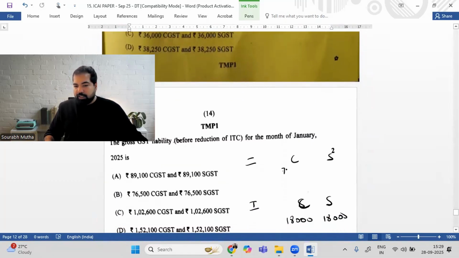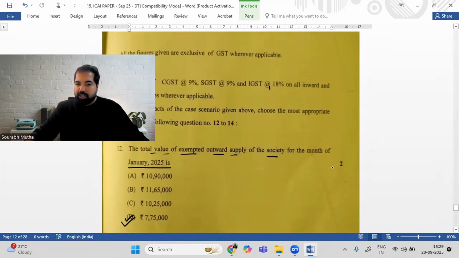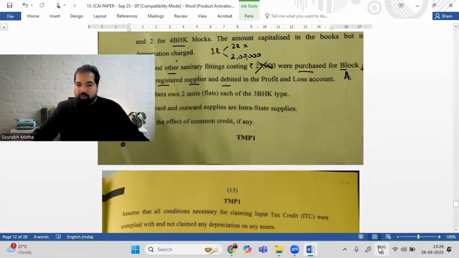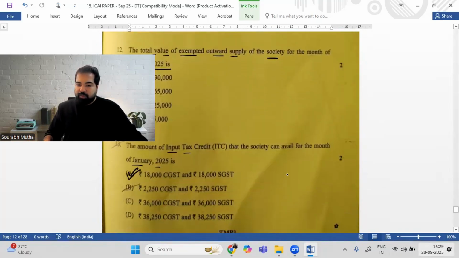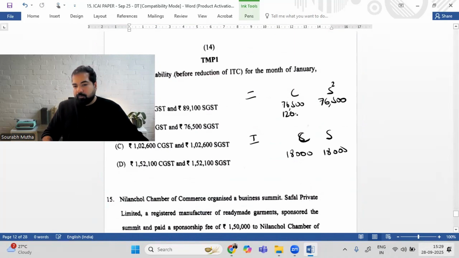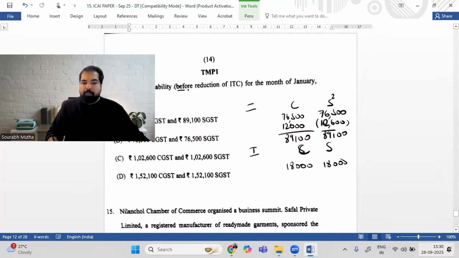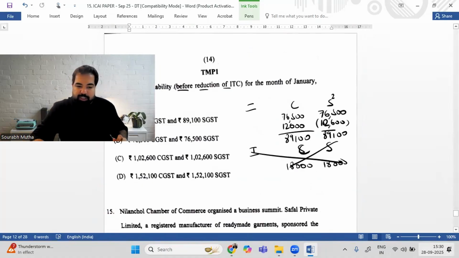I'm just writing it here: 76,500, 76,500. Next, for the 20 shops, they're charging 7,000 per month, so for the shops it is completely taxable. 7,000 into 20 shops is 1,40,000 into 9%, that is 12,600, 12,600. These are the two amounts plus 76,500, so that is 89,100. This is the GST liability before reduction of ITC, so I don't have to reduce ITC. This is the answer, 89,100 each.